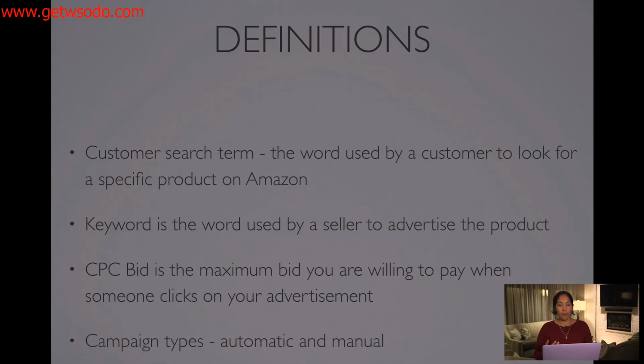And then there are a couple campaign types you should be familiar with. They are automatic and manual. Automatic meaning that the match type is all broad. Manual meaning that you'll enter your own keywords and it could be broad, exact, or phrase.